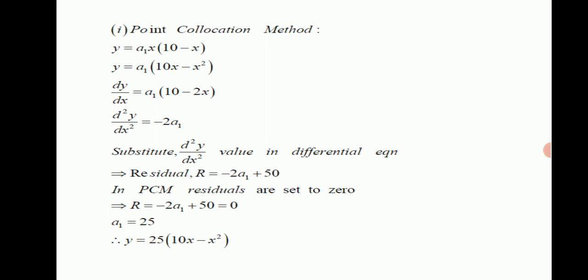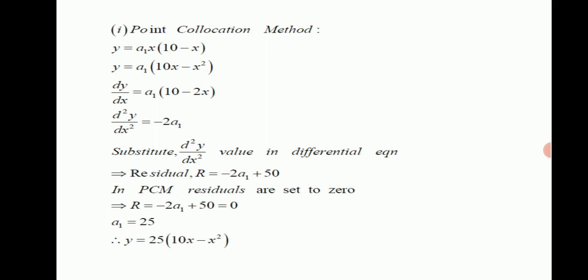So minus 2 into a1 is minus 2a1. Then we want to substitute this d square y divided by dx square value in the given differential equation. The given differential equation is d square y divided by dx square. So that is r is equal to minus 2a1 plus 50. So the residual is set to 0, then minus 2a1 plus 50 is equal to 0.